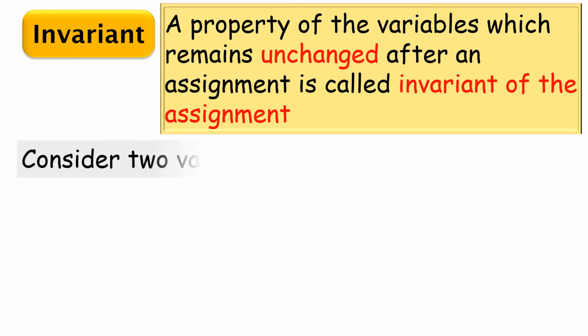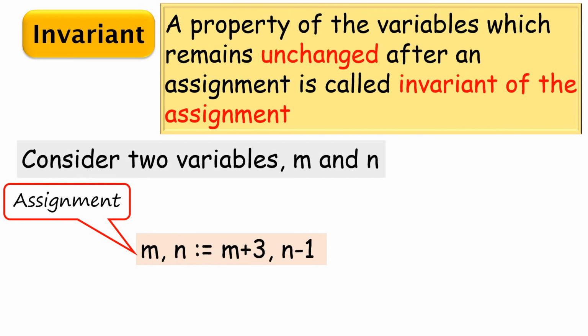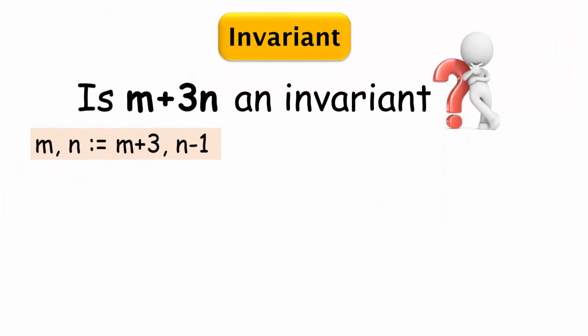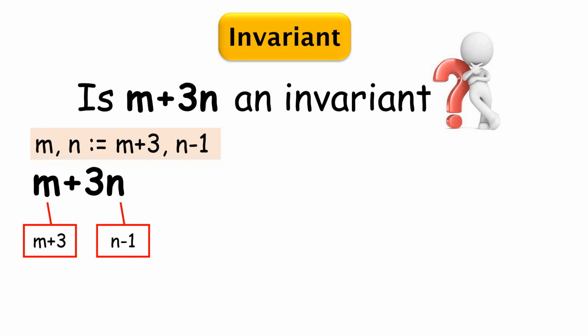Consider two variables m and n. Here I have an assignment m, n := m + 3, n - 1. Is the expression m + 3n an invariant of this assignment? Let us find out. Take the expression m + 3n. By the assignment, m becomes m + 3 and the variable n becomes n - 1. So, I will now substitute the new values of m and n in this expression.